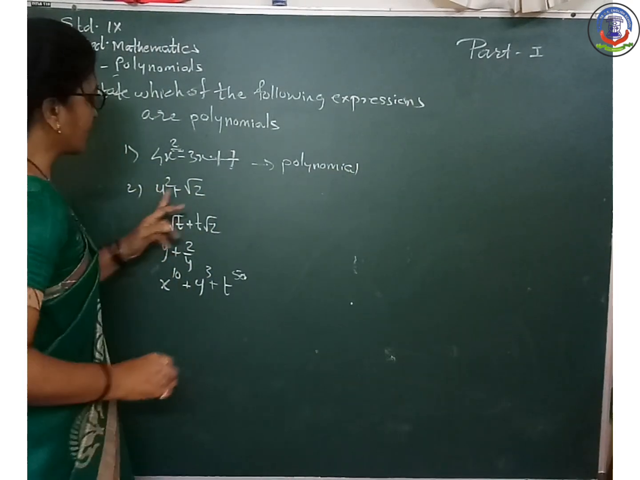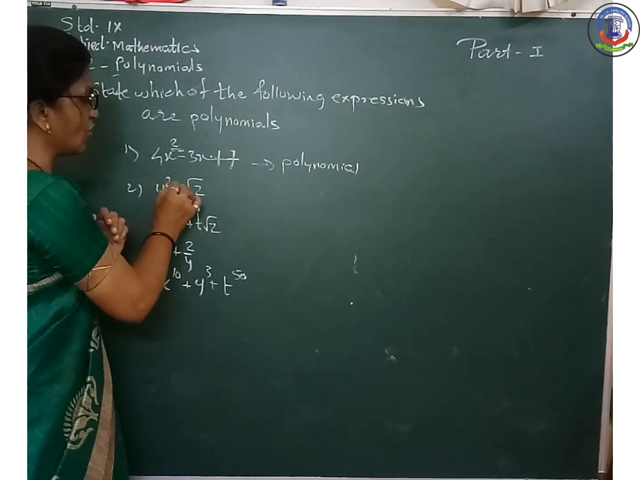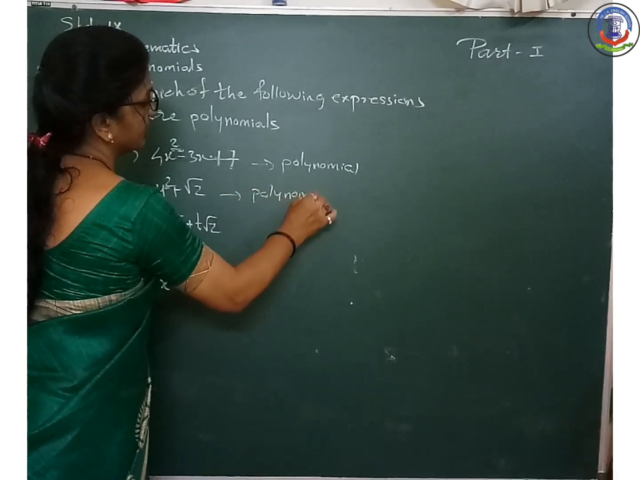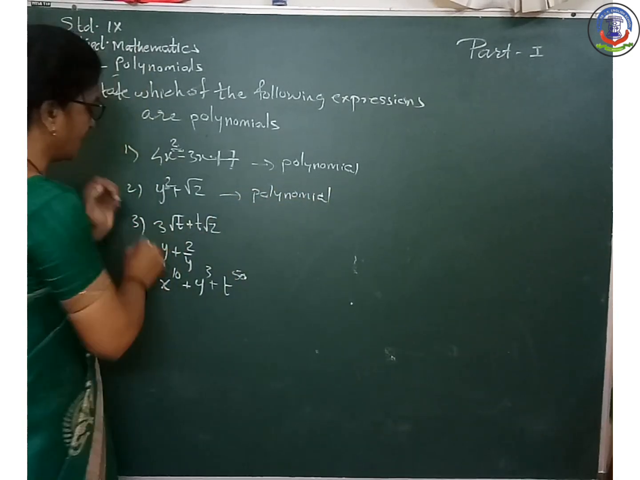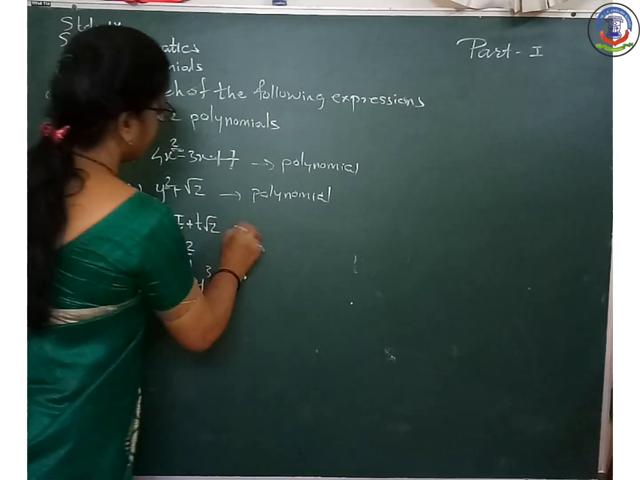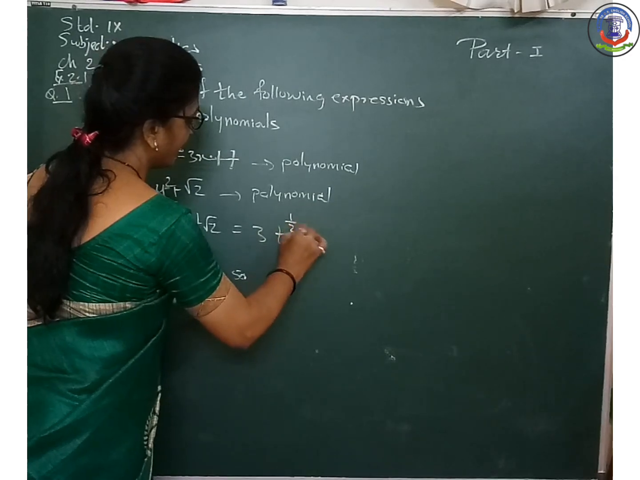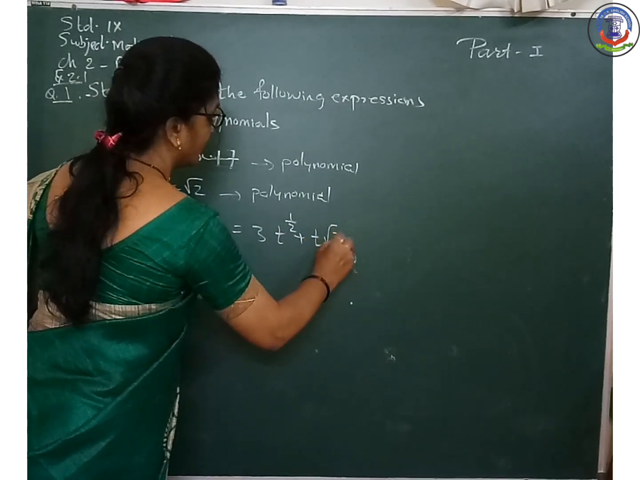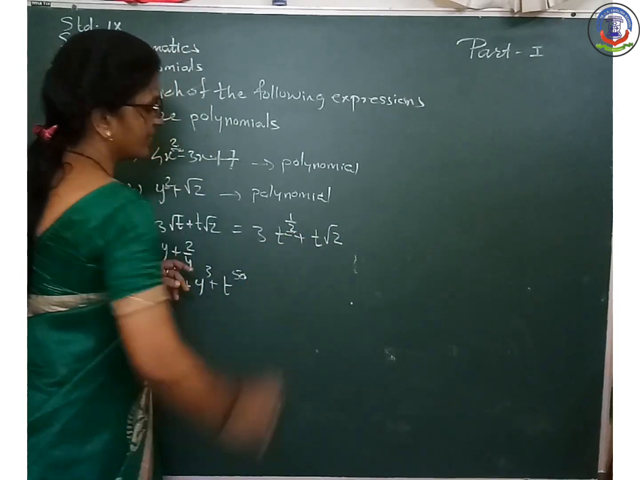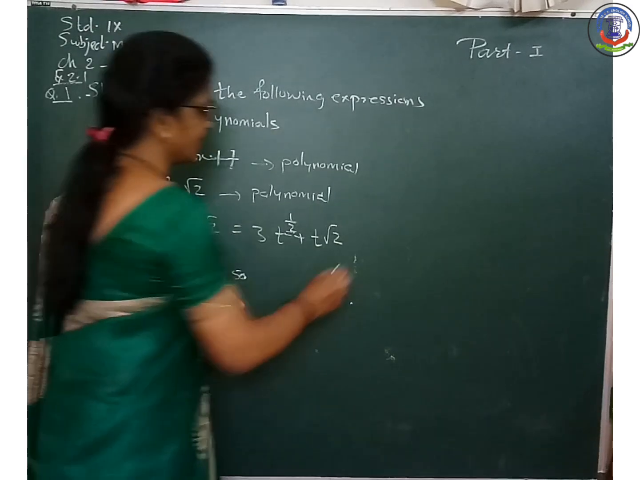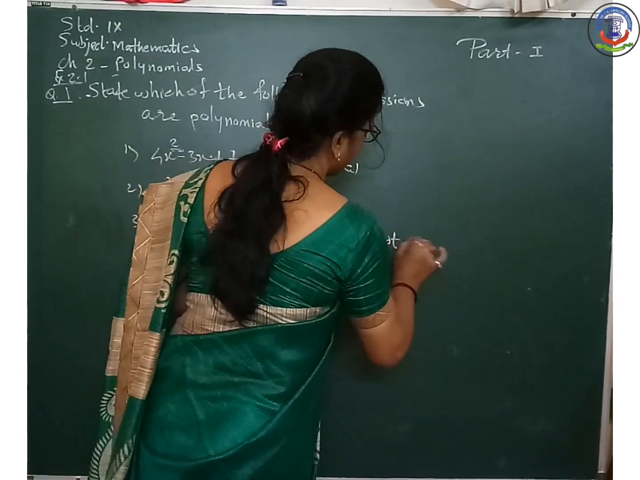Second, y square plus root 2. This is also a whole number power, so it is a polynomial. Third one, now see here, square root of t. We can write it as 3 into t raised to half plus t into root 2. So this power is not a whole number. So this is not an example of a polynomial. It is not a polynomial.